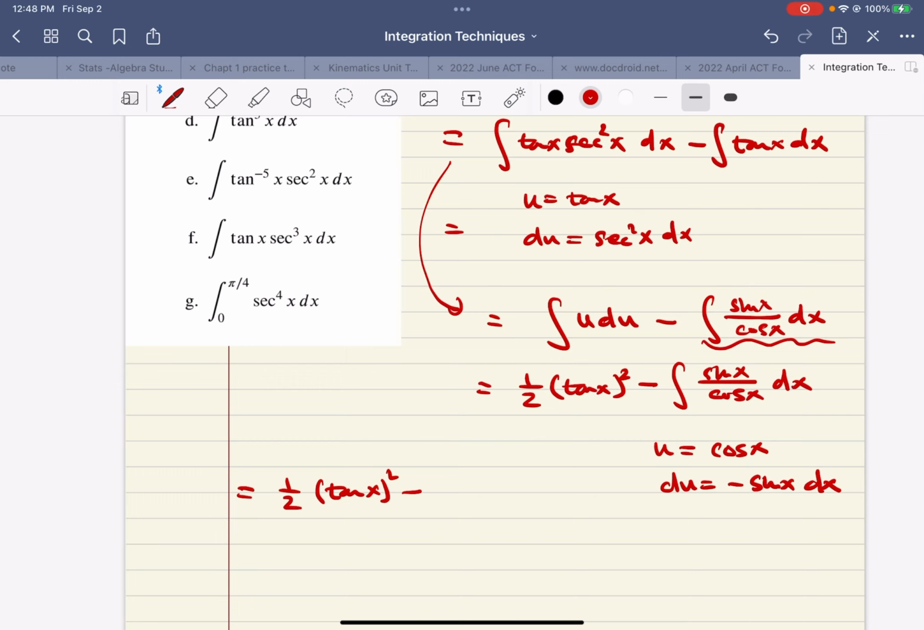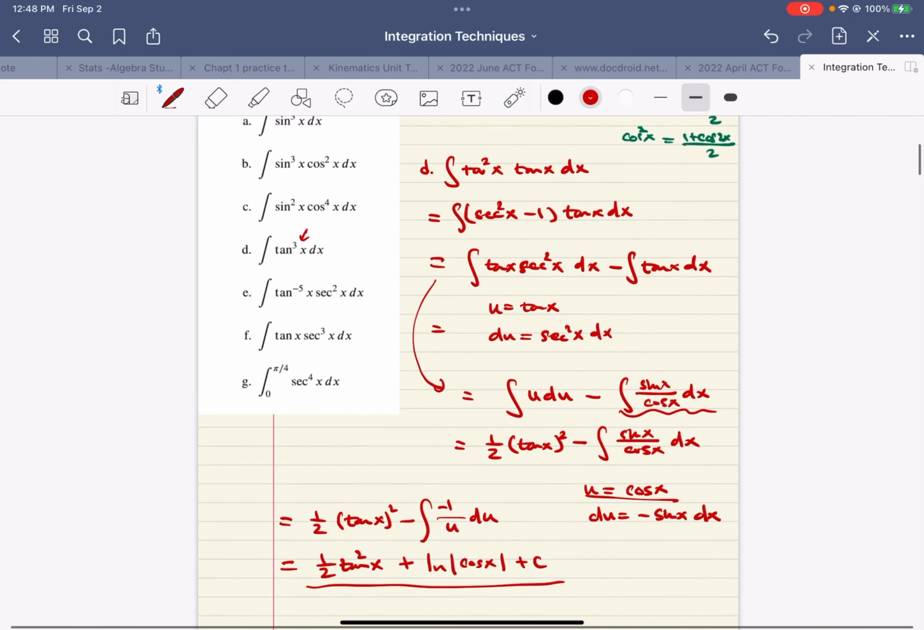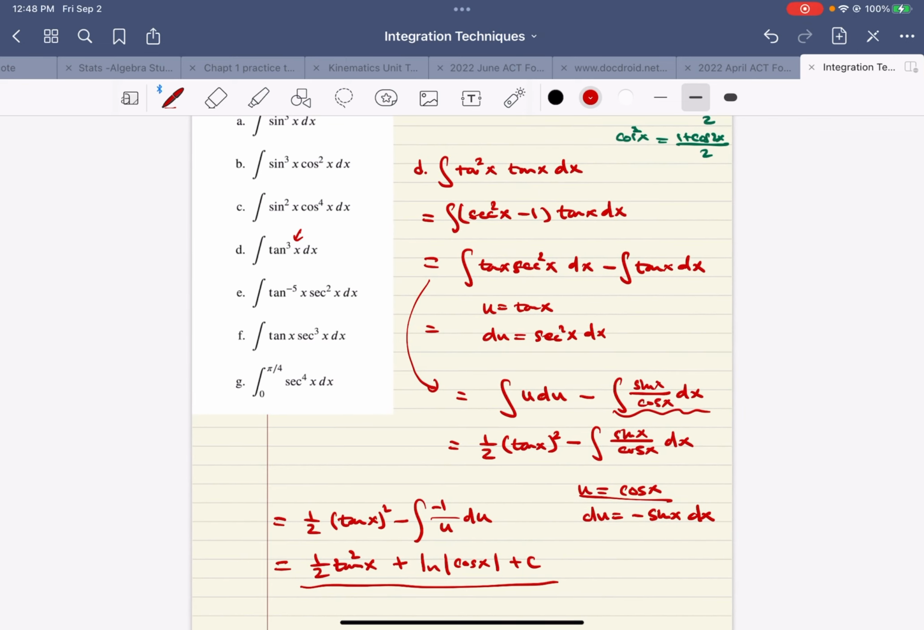Then it will be negative 1/2 tangent x square minus, the denominator is u because cosine was u. Sine x dx is a negative 1 du. So 1/2 tangent square x plus integral 1 over u is ln. Okay, ln of u. U was cosine x. So that is your final answer for D. Okay, you can say it that way. Now, next one, let's move on.